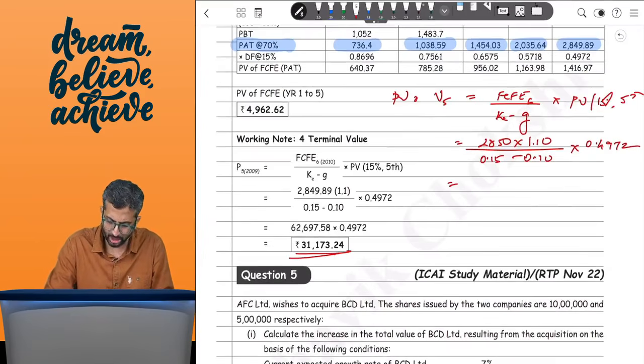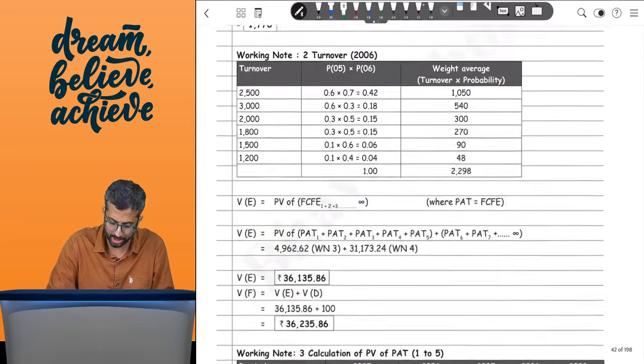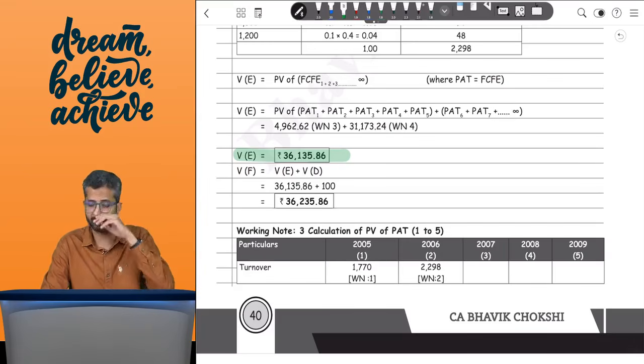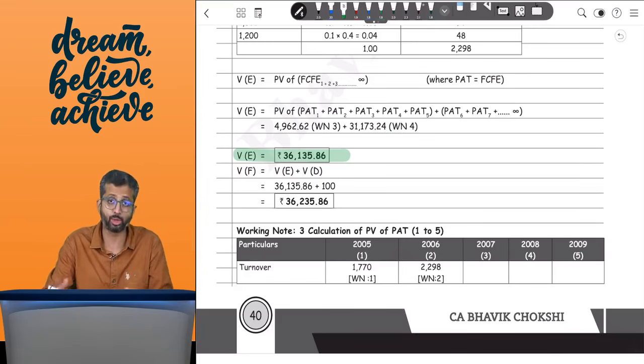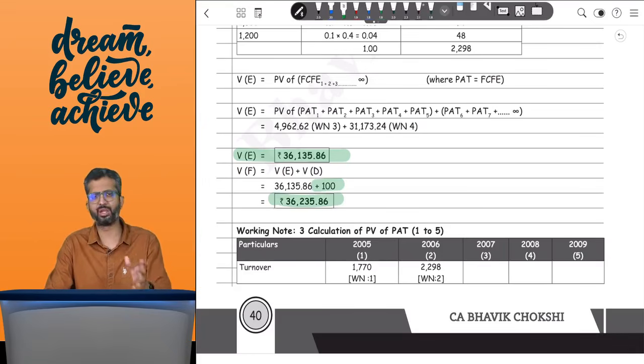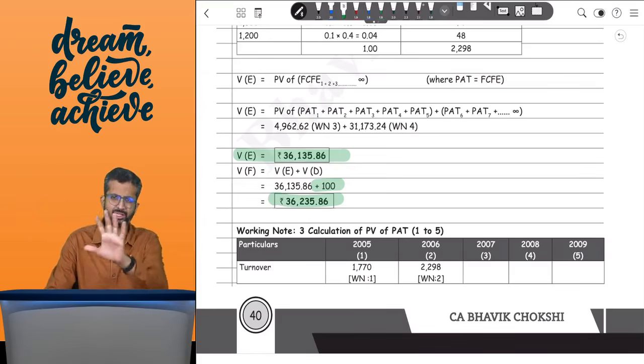So we will say that the total value is 4,962 plus 31,173, and hence your total value comes to approximately 36,135. But that is the value of equity. If you want to find the value of the firm, add debt, and that will give you the value of the firm. These days, in case cash balances are available, institutions take net debt, so you add the debt and subtract the cash balance, if any, to find the answer. In this case there is no separate cash balance given.